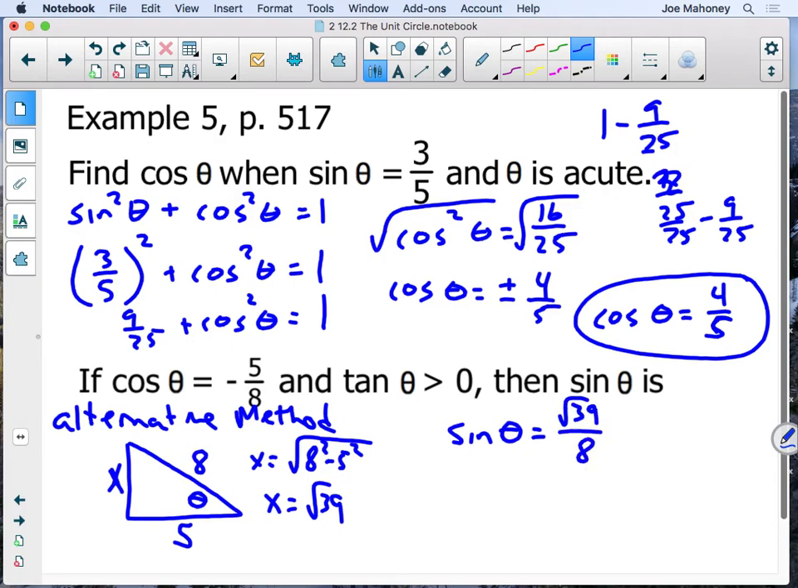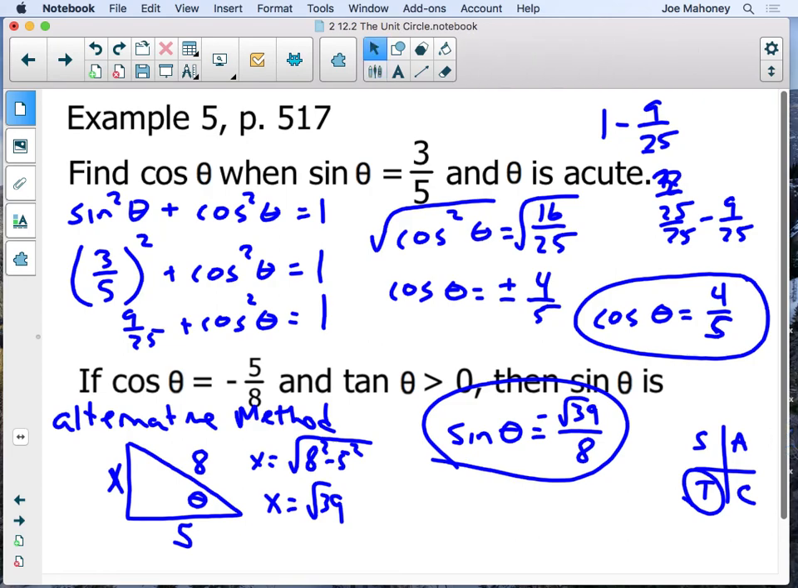But wait a minute, is it positive or is it negative? Well, the cosine was negative, and it says tangent is positive. If I think back to the quadrants, all students take calculus. Where is cosine negative and tangent positive? It's going to be in quadrant 3. It's going to be down here. So in quadrant 3, sine is negative. So then really my value is negative square root of 39 over 8. Because in quadrant 3, sine is negative.